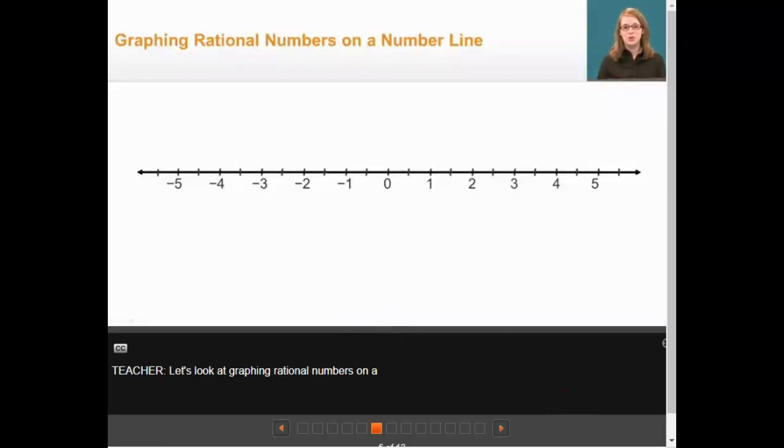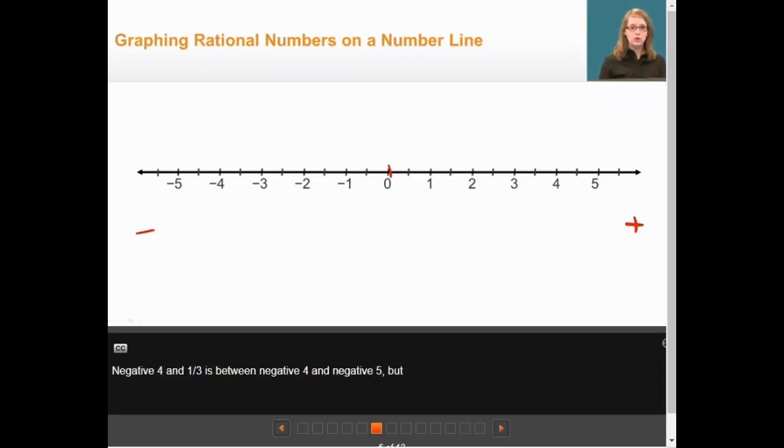Let's look at graphing rational numbers on a number line. Graphing numbers on a horizontal number line is the same as graphing them on a vertical number line. Everything to the left of 0 is a negative integer. Everything to the right of 0 is a positive integer. Let's try some examples. First, let's graph negative 4 and 1/3.